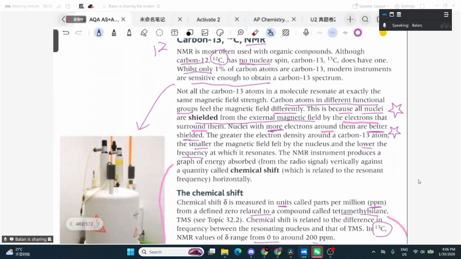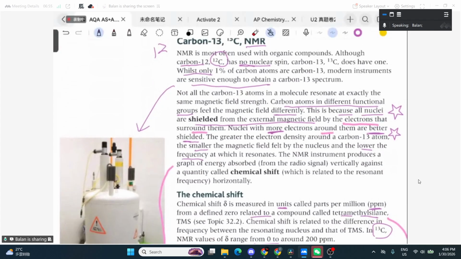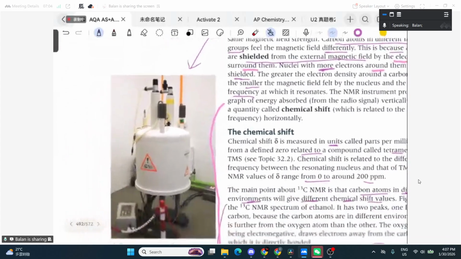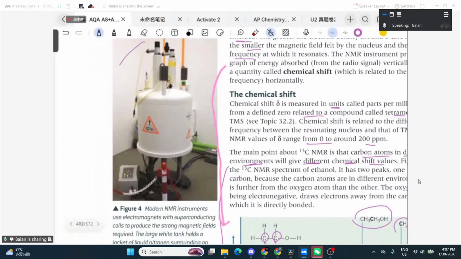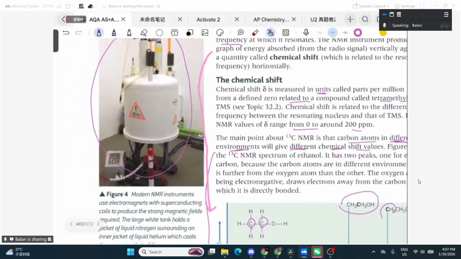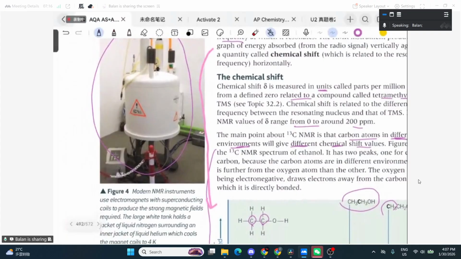And carbon-13, although only 1% of carbon atoms are carbon-13, modern instruments are sensitive enough to obtain this carbon-13 spectrum. This is a modern NMR instrument, a very huge, very large tank.